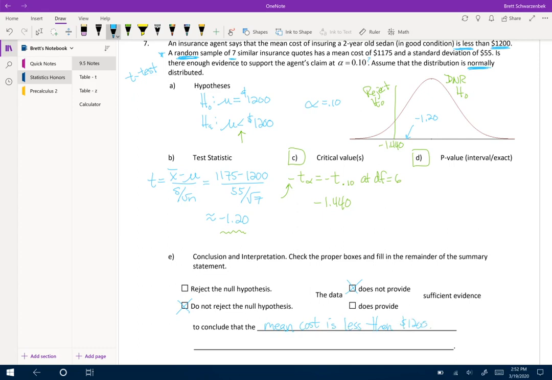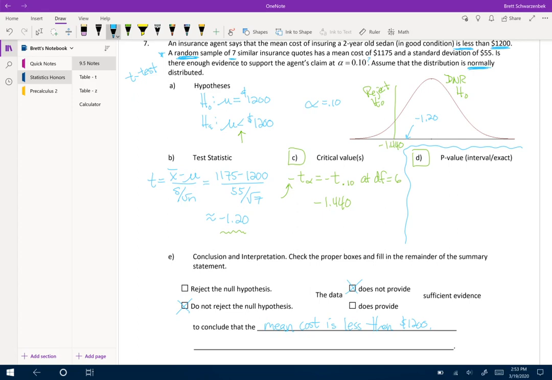Okay, so why did I include the p-value stuff here? Well, just as a nice little practice so that everything is good. So why don't we take a look at that? What if we wanted to compute the p-value? I gave you 2 methods. One is finding the interval and one is finding the actual value.